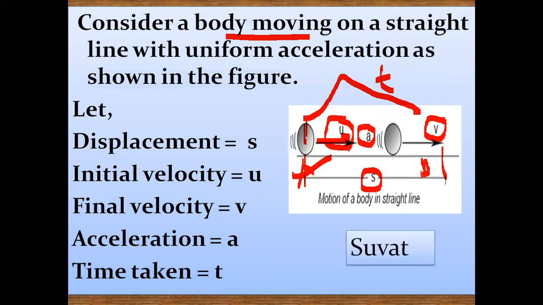And you can remember these terms by using a simple word, SUVAT. Here S represents displacement, u represents initial velocity, v represents final velocity, a represents acceleration, and t represents time taken. Okay, let's find the first equation of motion.